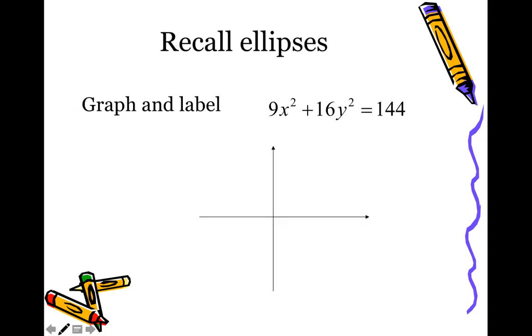So here's an ellipse. My question for you is, how do we know this is an ellipse? Well, there's an x squared and a y squared term. Those are A and C. A doesn't equal C, and they don't equal 0, and they're the same sign. Therefore, it's an ellipse.